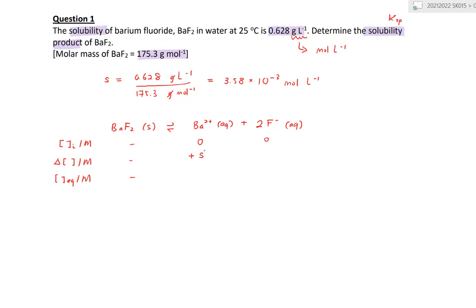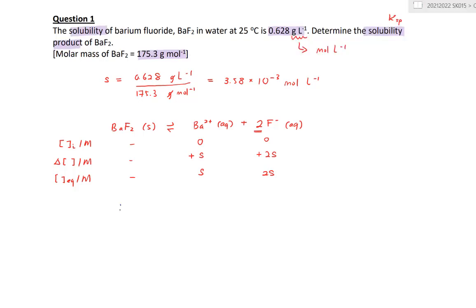Okay, so similarly for fluoride ion, since the coefficient is 2, therefore we will plus 2s. So the concentration at equilibrium, there's only 1s for barium ion, and there's 2s for fluoride ion. So this will be your ICE table. After you have completed your ICE table, then come up with your KSP expression.